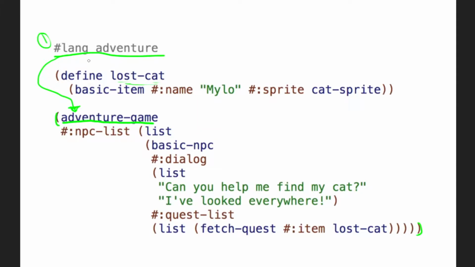But here's a new chunk up here, and it starts with define. Define lost cat. And with the amount of training you've already had for your wetware, you should immediately be able to detect that there's a chunk inside, basic item, is what that one starts with. Here's another one, starts with list. Note it comes after the word dialogue. Just note that. Here's another one, it says fetch quest.